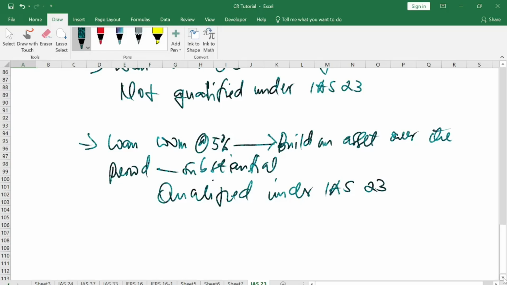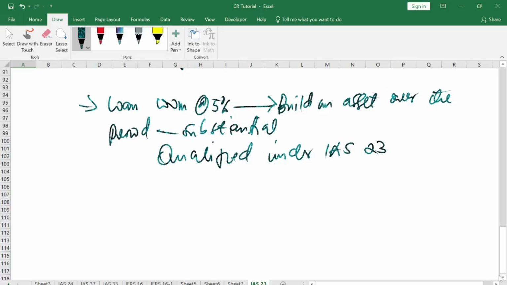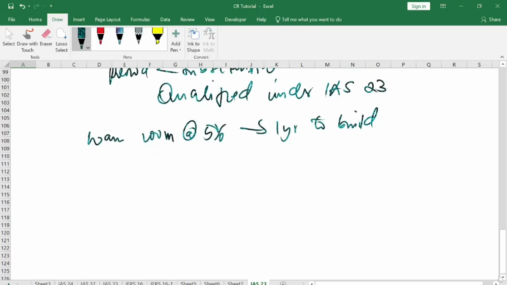So here it is. If you acquired a loan of 100 million at 5%, how many years are you going to use to build this asset? 1 year to build this asset. So it means the loan period, you took this loan, the loan period is 3 years. You are going to use 3 years to pay off this loan. So how do you determine that this is a qualifying asset? You are going to use 1 year to build an asset for the company. So how do we do it?